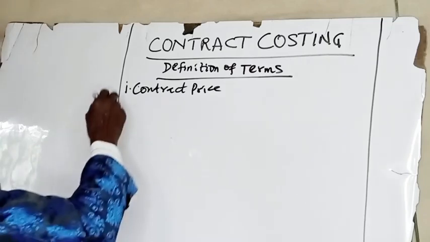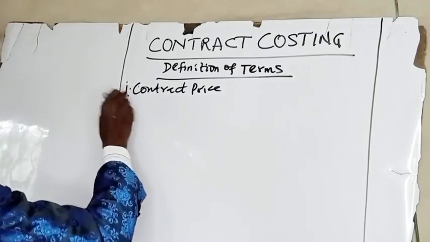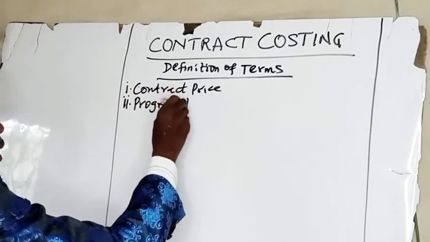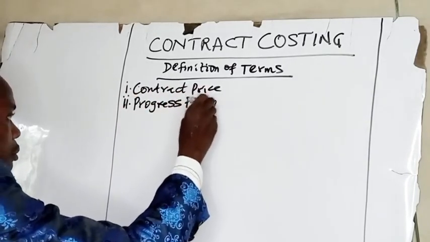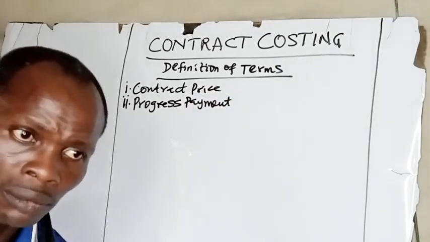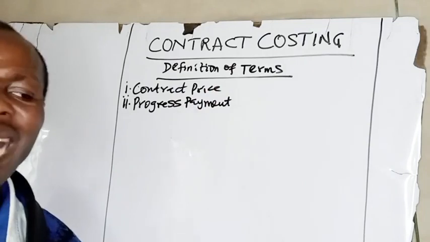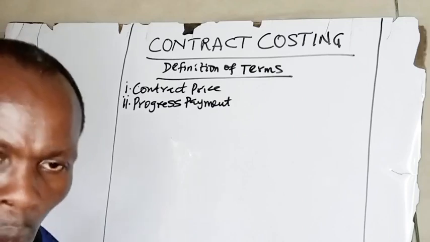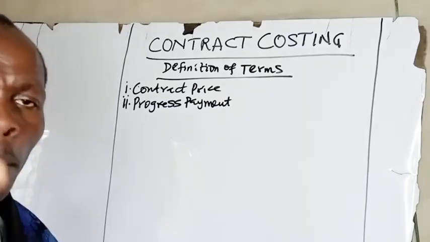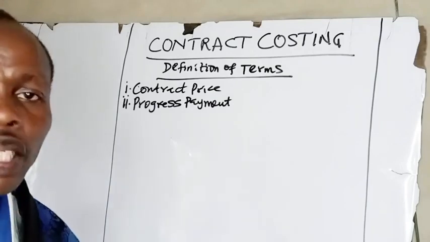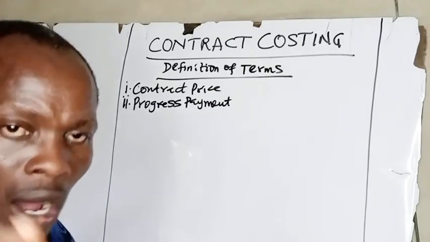Number two, we have progress payment. Progress payment is the amount paid by the client at a specific stage of the work.